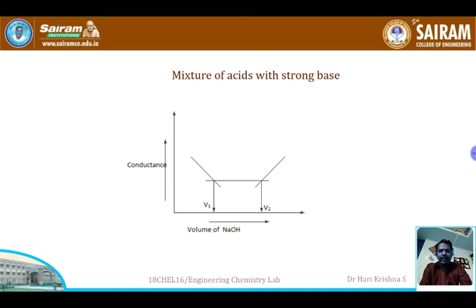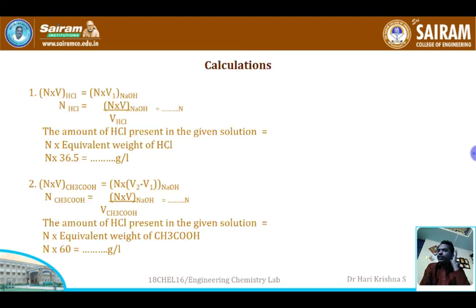V1 is the volume of NaOH required to neutralize HCl. V2 minus V1 is the volume of NaOH required to neutralize only acetic acid. V2 is the volume of NaOH required to neutralize both the acids. So the calculation is as shown here.